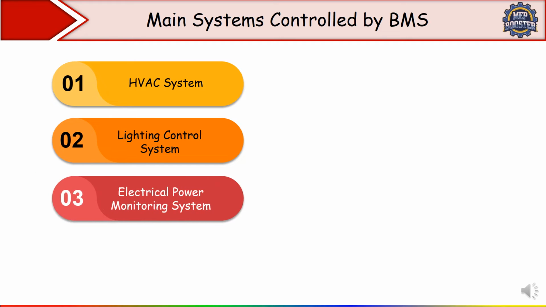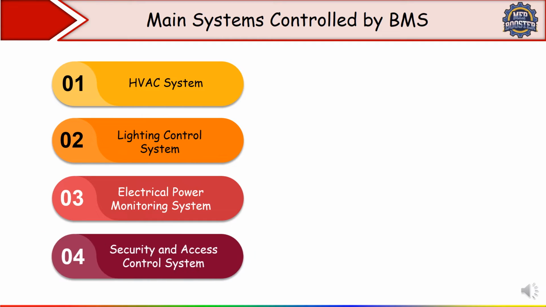And the third system controlled by BMS is the electrical power monitoring system. So here, the elements controlled by the BMS in the electrical power monitoring system are the main panel and sub panel, then DG set, UPS system, bus duct, transformers, and circuit breakers.